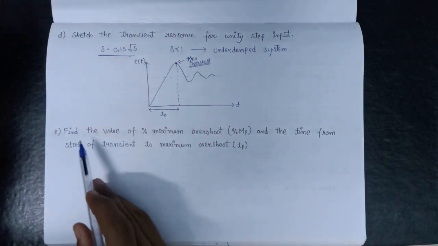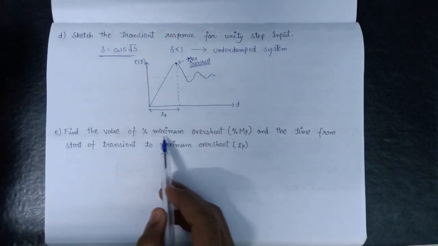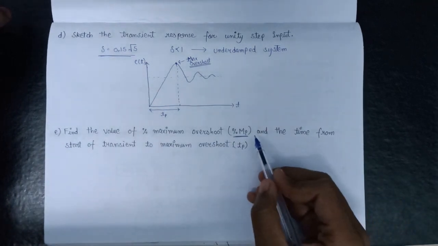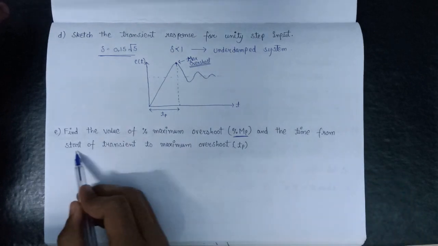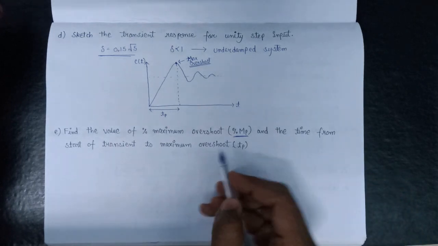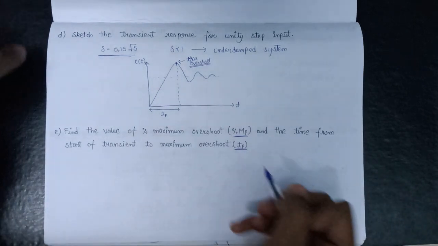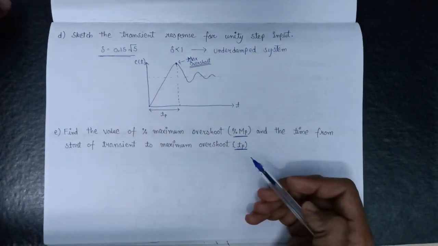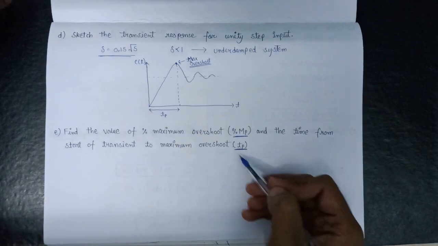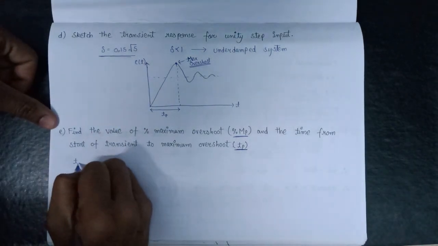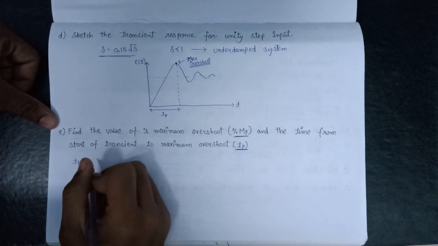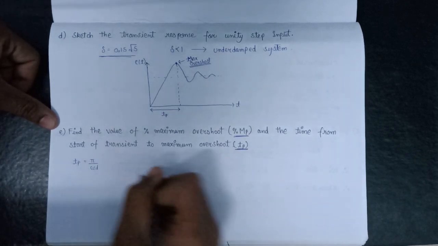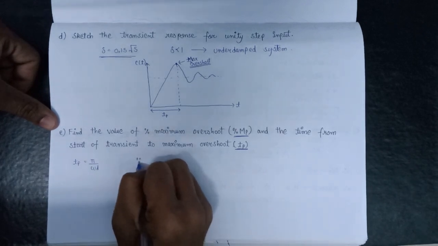Moving on to the next question, that is find the value of percentage maximum overshoot, that is percentage MP, and the time from the start of the transient to the maximum overshoot, that is T of P. So we need to determine percentage MP and T of P. So firstly we will determine TP.